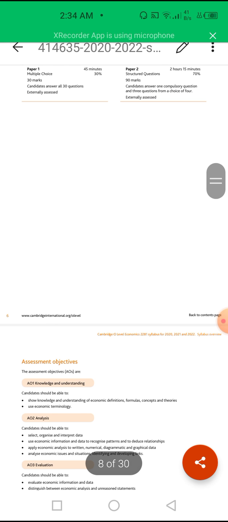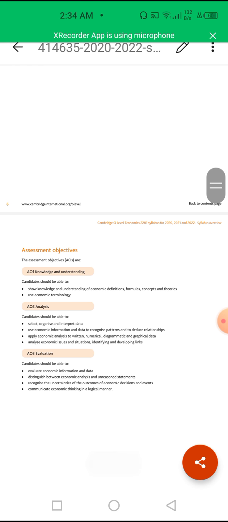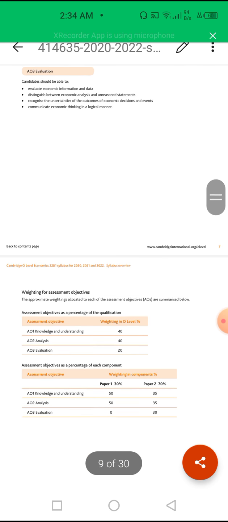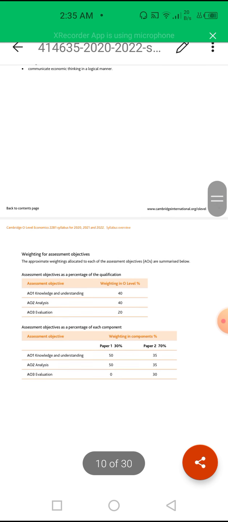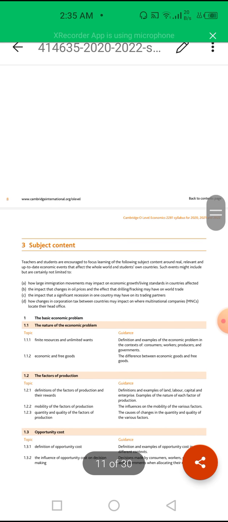Now that is a brief description of paper 1 and paper 2. Paper 1 consists of multiple choice, 30%, 30 marks, and paper 2 consists of structured questions that will have 70%, that is 90 marks. So overall marks will be 90 plus 30, 120. If we move on to the evaluation process, it is the same: knowledge, analysis and evaluation. The percentage is a bit different over there: knowledge 40%, analysis 40%, and evaluation 20%. Okay, remaining things are like business studies.